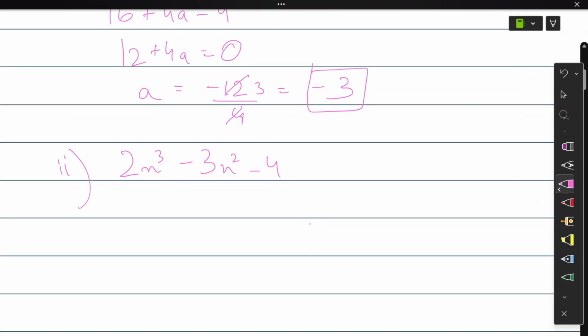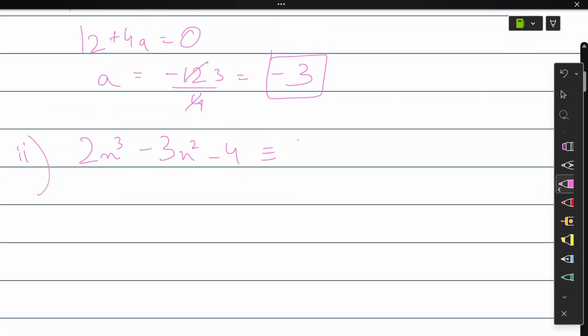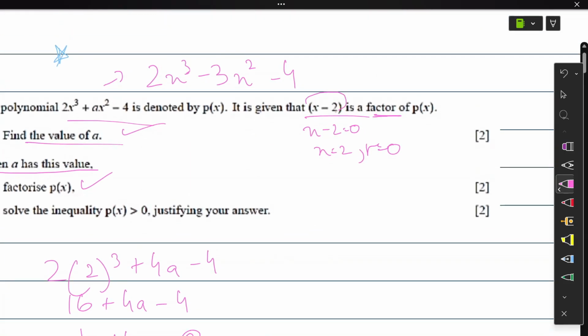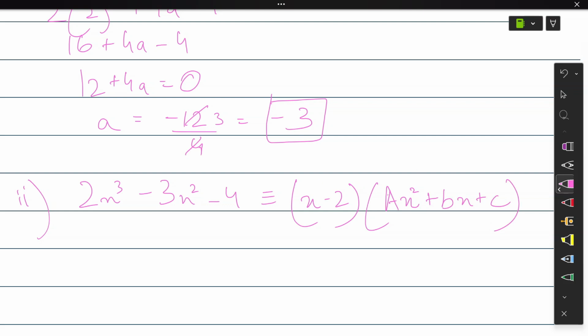Now we know of multiple methods. I'm going to just use comparison. So now this is this cubic polynomial. How would it be formed? It would be formed when I multiply a linear factor and a quadratic equation. That linear factor has already been given to me, it is x minus 2. I do not know what the quadratic would be, so I'm just going to use a general form, ax square plus bx plus c.